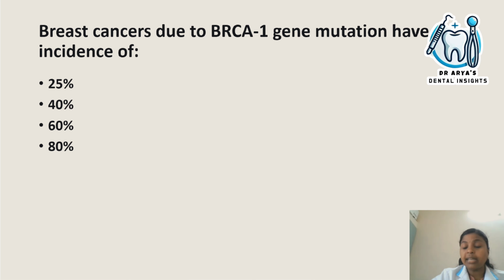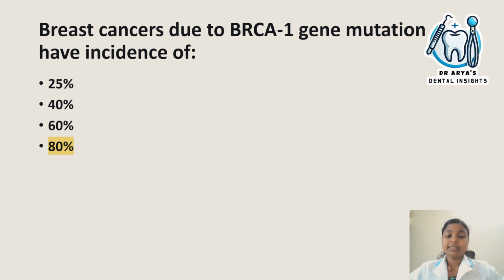BRCA1 and have incidence of. So the breast cancers due to BRCA1 gene mutation have incidence of 80%. And BRCA means breast cancer. So these genes are the best known genes linked to breast cancer risk. Women with inherited BRCA1 have a lifetime risk of 65 to 80% of developing breast cancer, while BRCA2 mutation carriers have a lifetime risk of 45 to 80%.